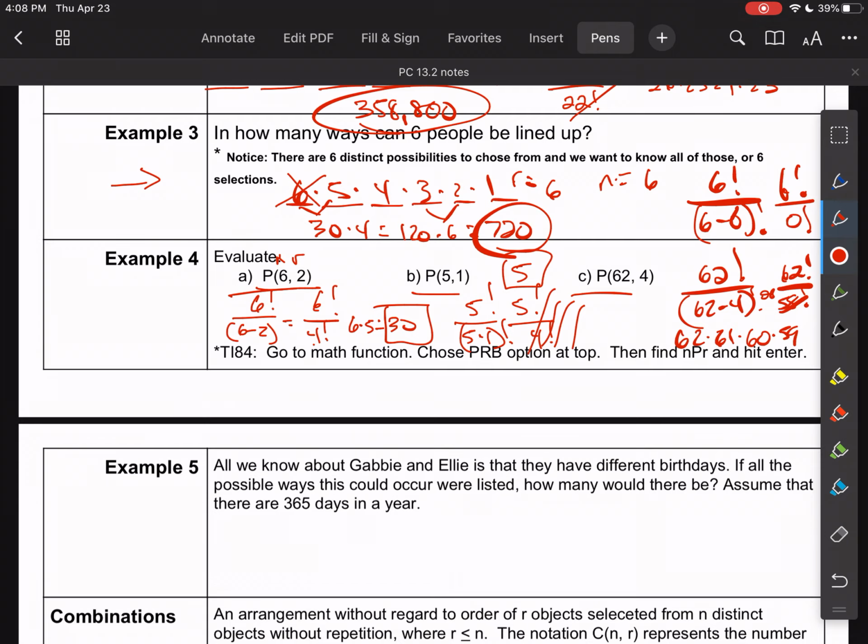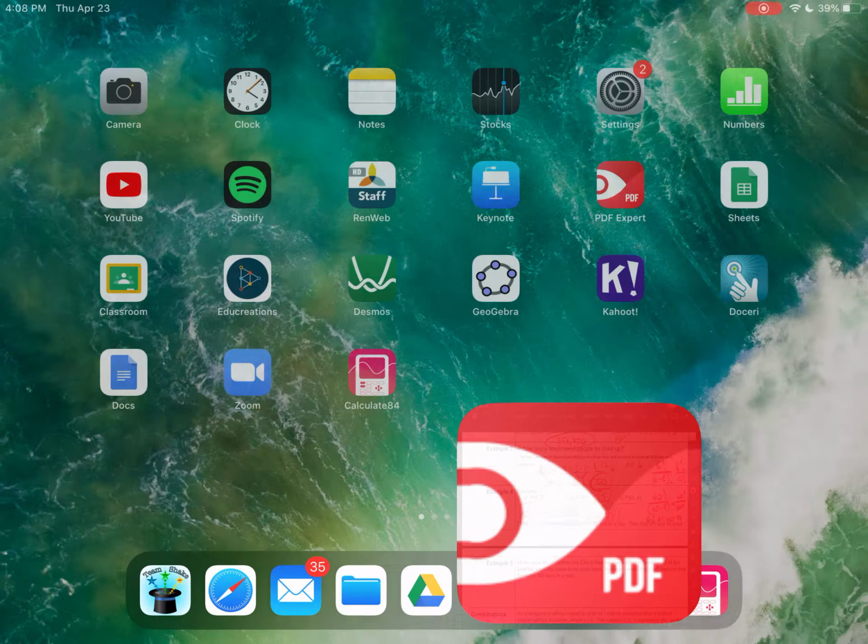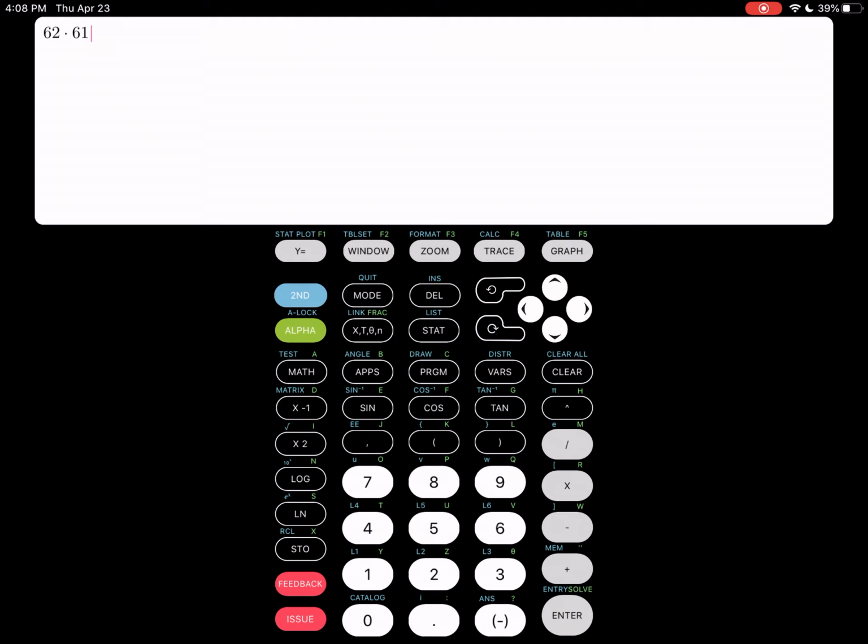Okay, so we'll do that, and then I'm going to show you another way. So pull out your TI right now if you have it, so that you guys can get used to this. So we could do 62 times 61 times 60 times 59, and we would get 13,388,280, something like that. Okay, so we could get it that way, or let me show you another way.